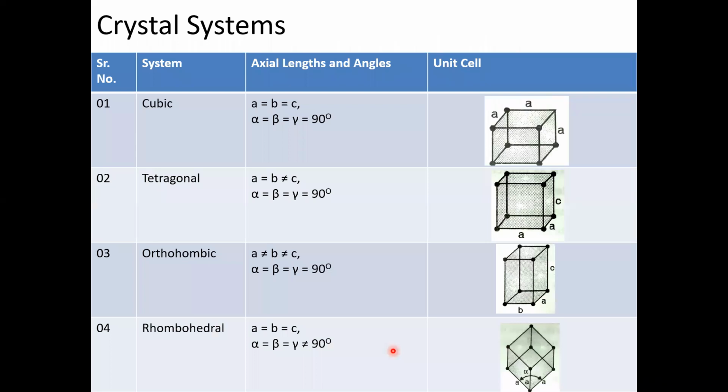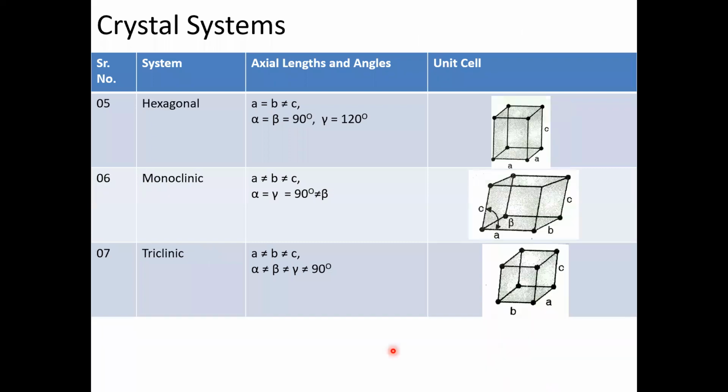Then we learned yesterday the 7 crystal systems: cubic, tetragonal, orthorhombic, rhombohedral, hexagonal, monoclinic, triclinic. These are the 7 crystal systems. And how are these crystal systems developed? Based on the relation between a, b, c and alpha, beta, gamma. In each system, the relation is different.